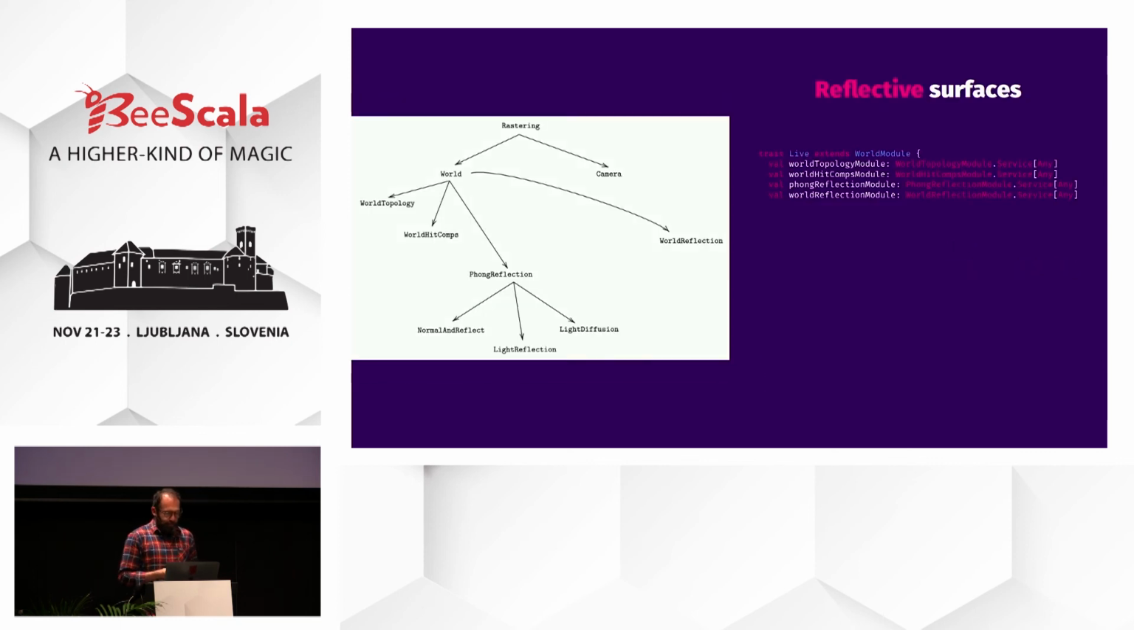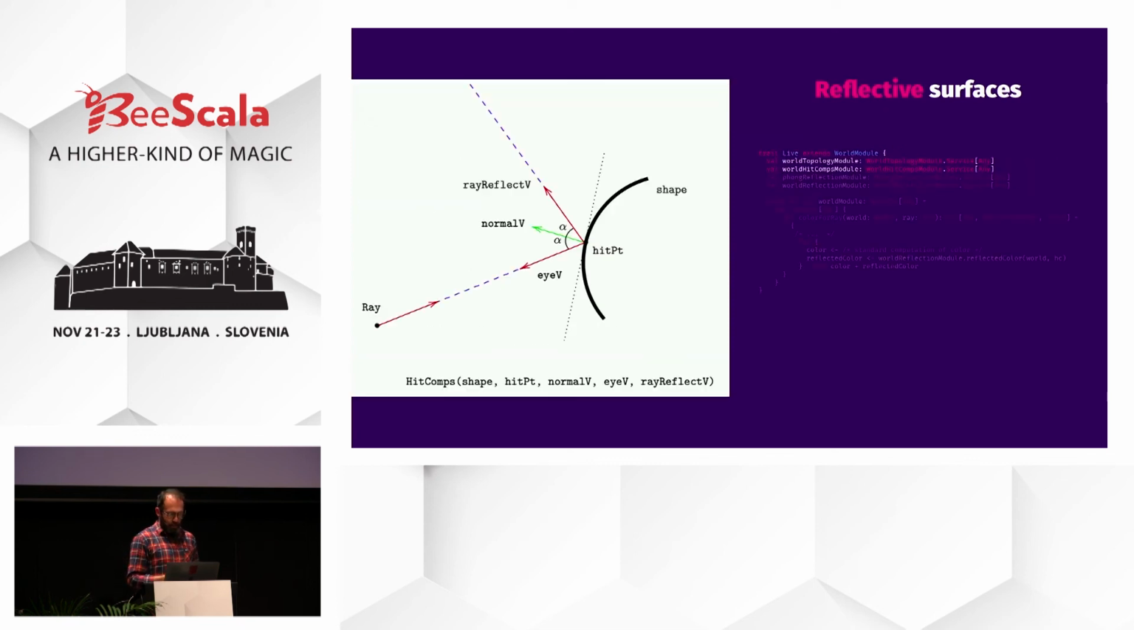So for this, we will complicate essentially our world module with a dependency on a module that caters with world reflection. So essentially, this module will be responsible for calculating how the world is seen by this vector here. So when I'm looking at this point, I want to see how this ray sees the world out there.